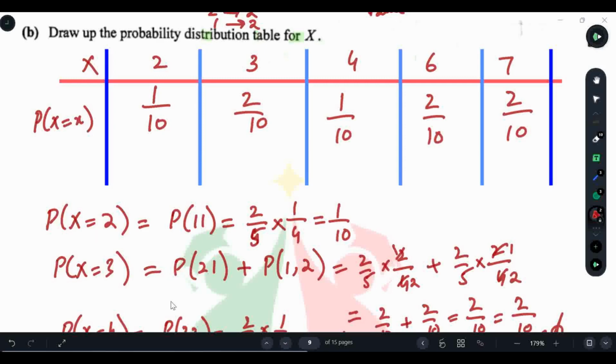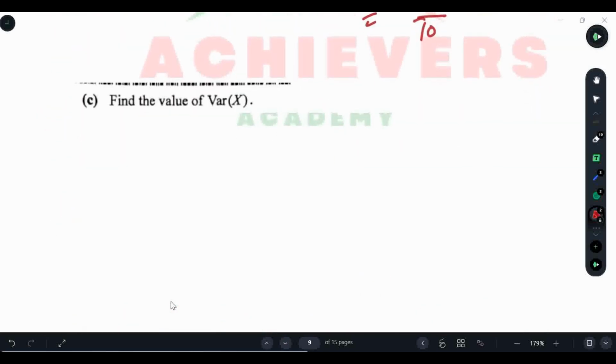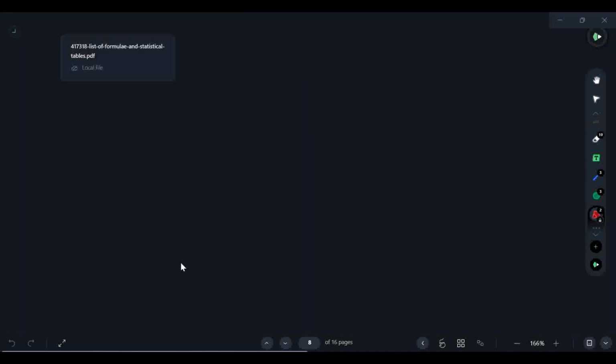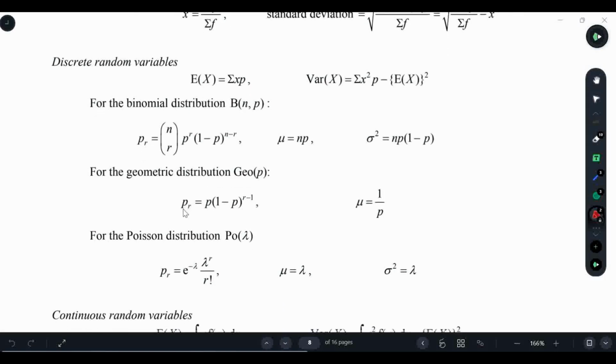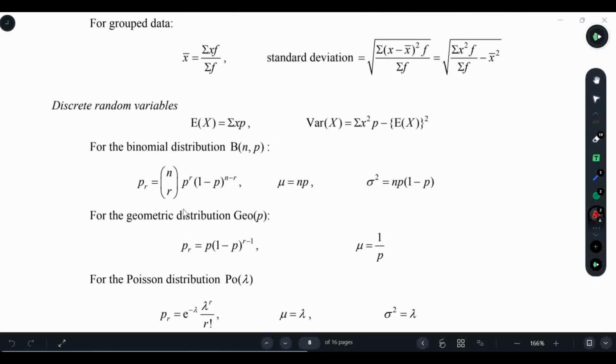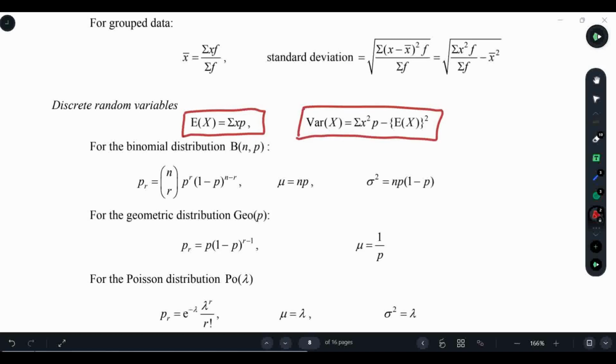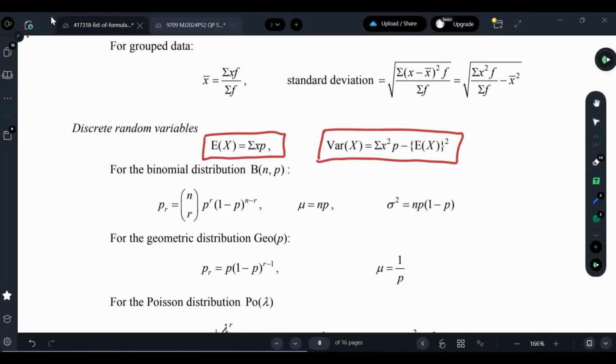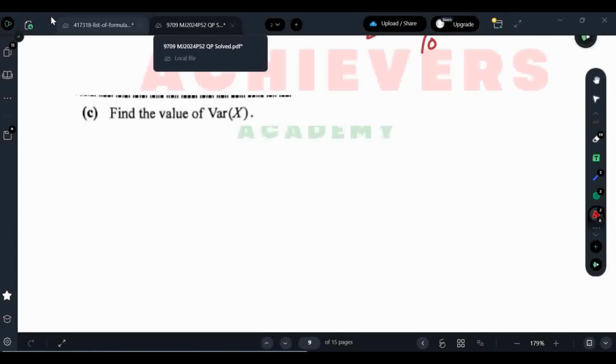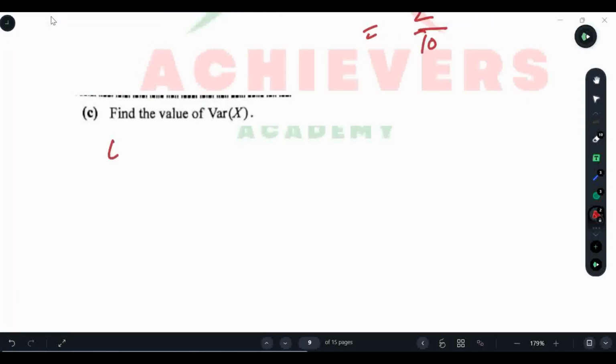Let's move to the next part, C part. Find the value of the variance of x. Now for variance, what we have to do, we need to see the formula sheet. For a probability distribution table, we can have the variance like this. We can use the expected value first. We need to find out the expected value, and then we can use the formula of variance over here. So for variance we need to find out the expected value first.